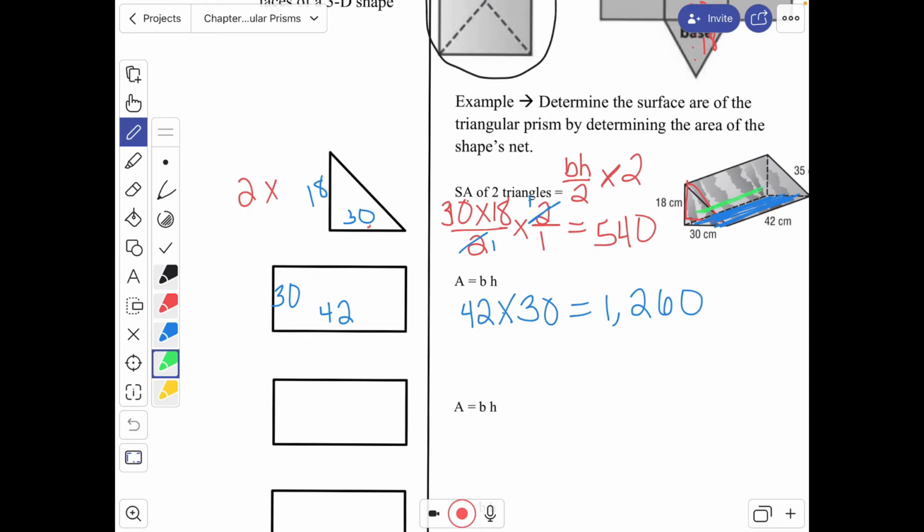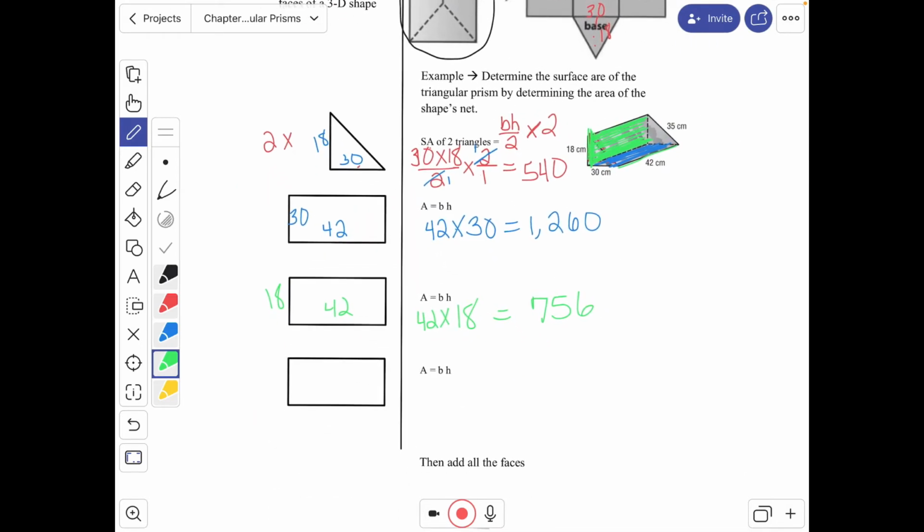Okay, now let's get this rectangle here on the back. The base would be this long section, and the long section is 42, and the height is 18. So base is 42, height is 18. 42 times 18 is 756.